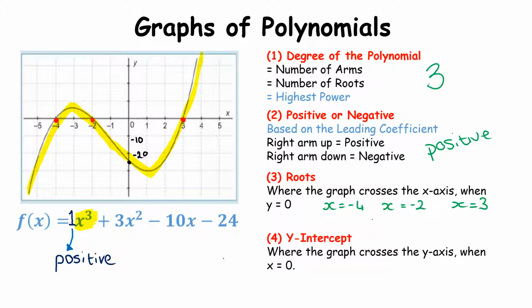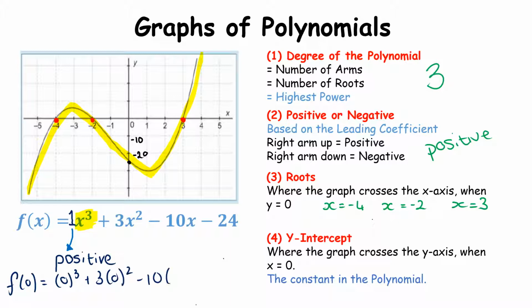So from the graph, it's where the graph crosses the y-axis where x is equal to 0. But the second way that we can figure out what the y-intercept is, it's the constant in the polynomial. And how we work that out is we say when x is 0, what is y? So we get 0 to the power of 3 plus 3 times 0 squared minus 10 times 0 minus 24. And all we're left with is that constant. So the constant here will always tell us the y-intercept if we're given the polynomial. If not, we can pull it straight from the graph.